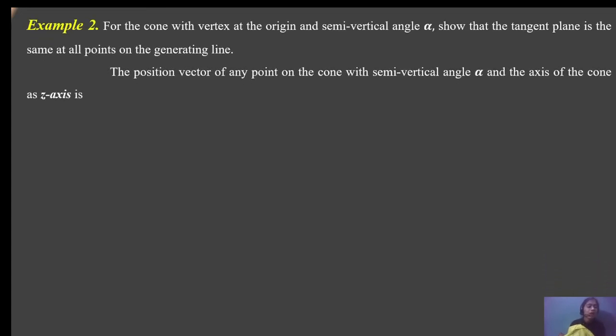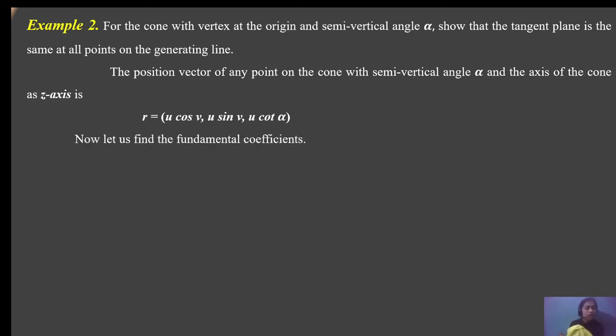Next example: for the cone with a vertex at the origin and a semi-vertical angle alpha, show that the tangent plane is the same at all the points of a generating line. Okay, let us explain this. The position vector of any point on the cone with a semi-vertical angle alpha and the axis of the cone as the z axis is considered. You know that r equals u cos v, u sin v and u cot alpha.